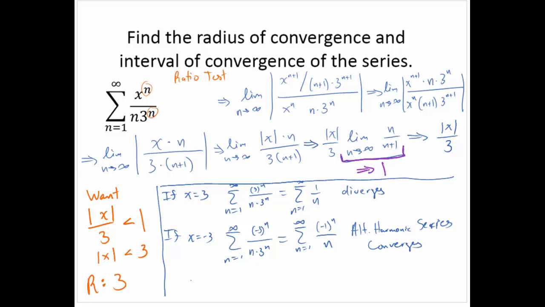So therefore, my interval of convergence includes negative 3 and excludes positive 3. And so this series will converge for all values of x from negative 3 included to positive 3 not included.